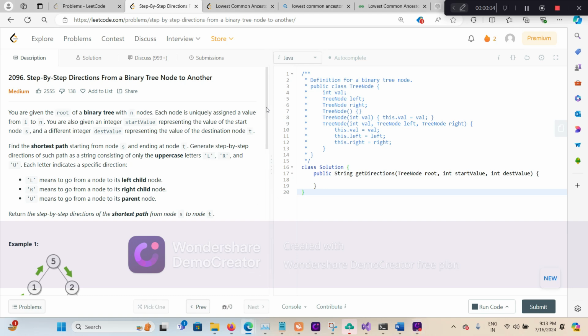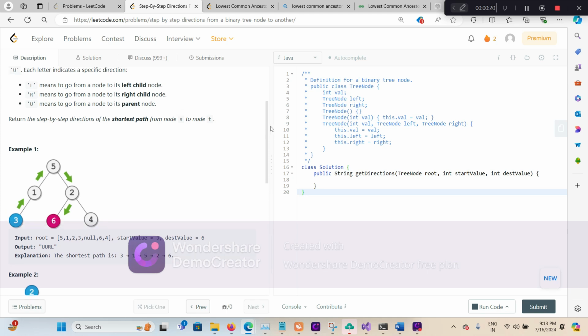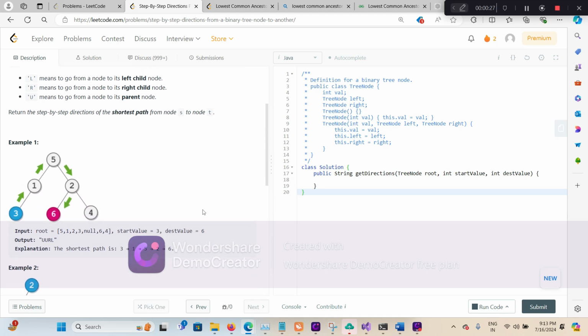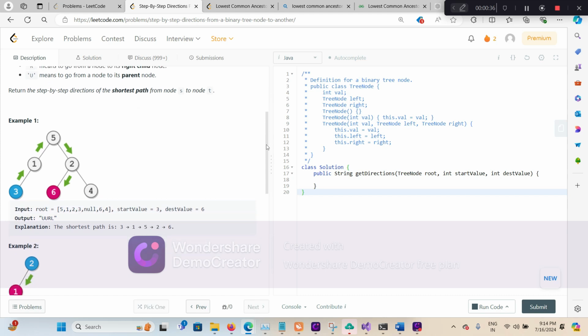So today I'm going to solve this problem, step by step directions from a binary tree node to another. This question is saying step by step, so similarly we will also solve this problem step by step. Let me summarize the question. One binary tree is given to us, for example this tree, and two integer values are given. One is called the start value, in this case 3, and the other is the destination value, 6. Then we have to find the path between these two.